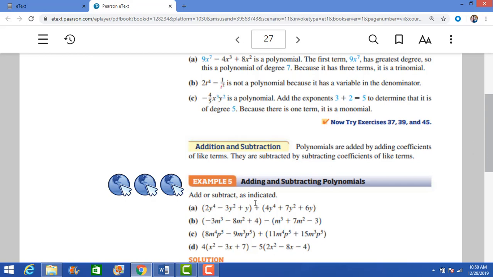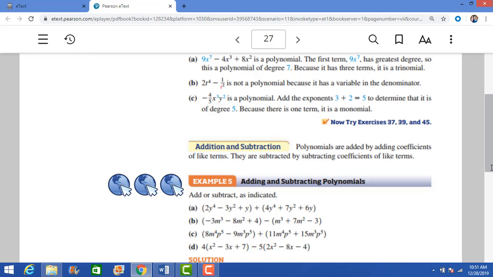So for example, we're adding polynomials, so we can drop the parentheses, and since we're adding, we can use the commutative property and put the like terms together. So we put the y to the 4th with the y to the 4th, so we get 2y to the 4th plus 4y to the 4th, and then we put y squared with this y squared, so we have negative 3y squared plus 7y squared, and then we put this y with this y.